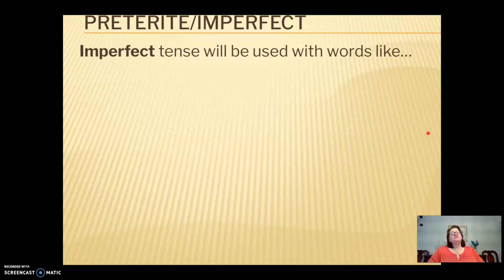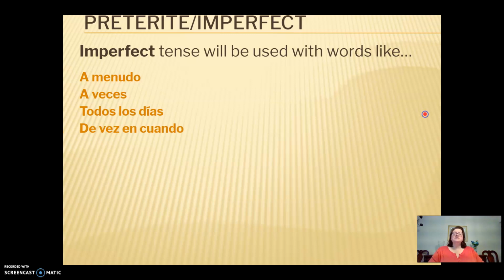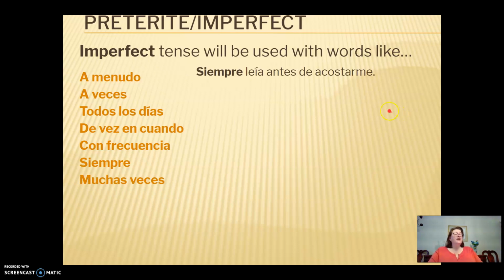All right, the imperfect tense uses words like a menudo, often, a veces, sometimes, todos los días, every day, de vez en cuando, once in a while, con frecuencia, frequently. These are all, and siempre, words that imply something that has happened over and over again. It's a habit, it's habitual. It is repetitive. It has repeated many times, or we don't know how many times it's repeated, but we know that it's happened more than once, or that it's not over and finished with. So, muchas veces, many times, all imply again that repeated action.